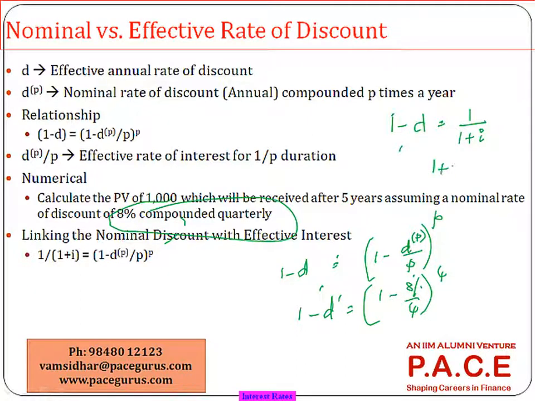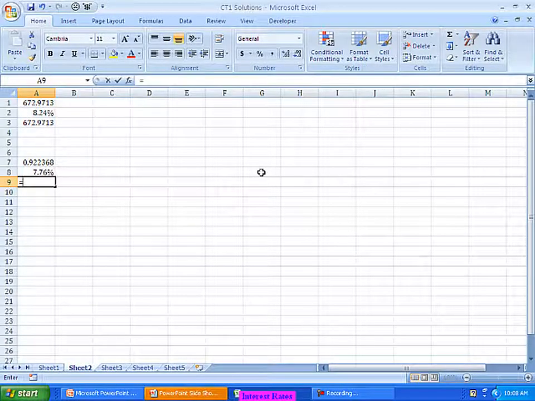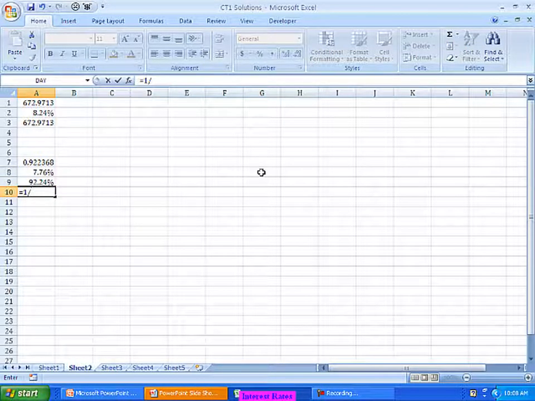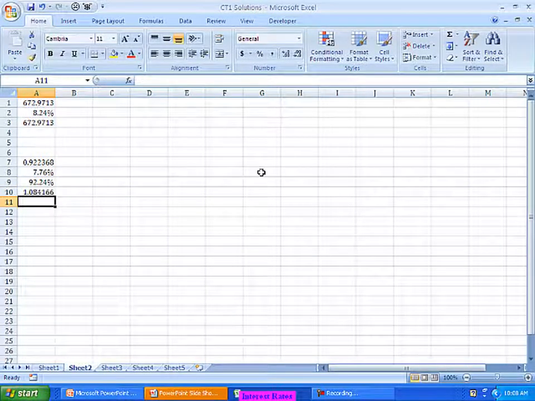Right? So now the D we have got as 7.76%. So 1 plus I will work out as 1 by 1 minus D. So D is already here. I'll make it as 1 minus D first, then I'll make it as 1 by 1 minus D, and that is 1 plus I. So I will work out as this number minus 1. So 7.76% effective rate of discount is nothing but 8.42% effective rate of interest.